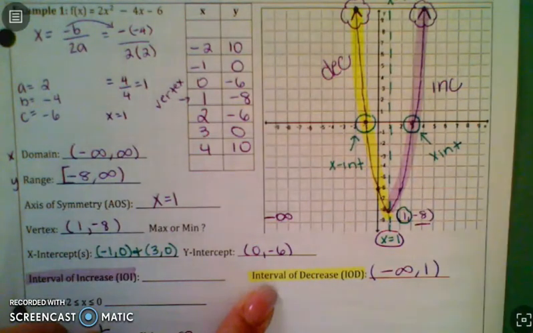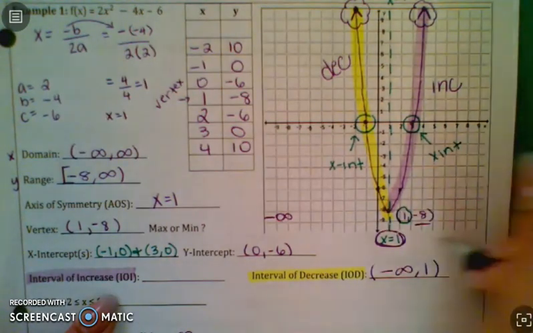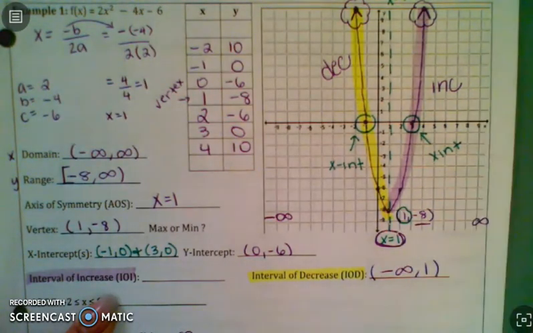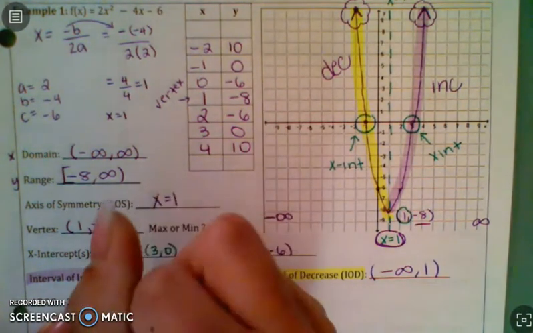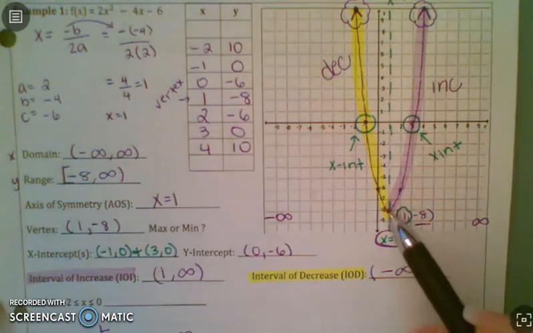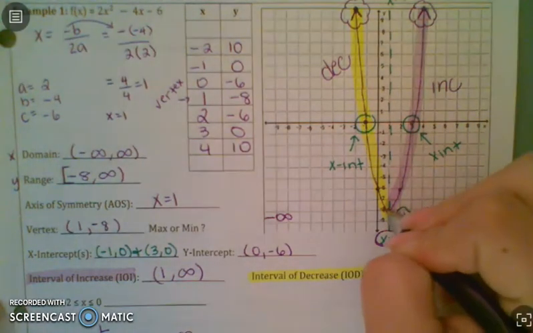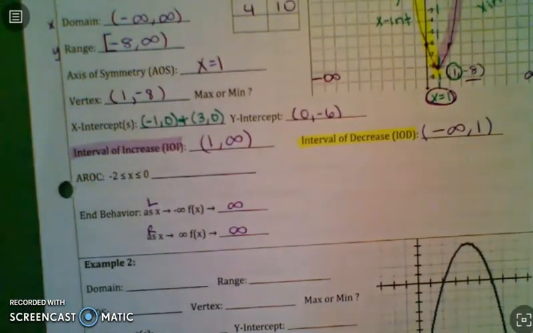And they're going to get parentheses. My increase side starts at 1 and then goes to the right side, which is infinity. So it's going to be 1 to infinity, and it gets parentheses. It gets parentheses because when you're here at this vertex, it's not increasing or decreasing, so you're going to put parentheses on it.